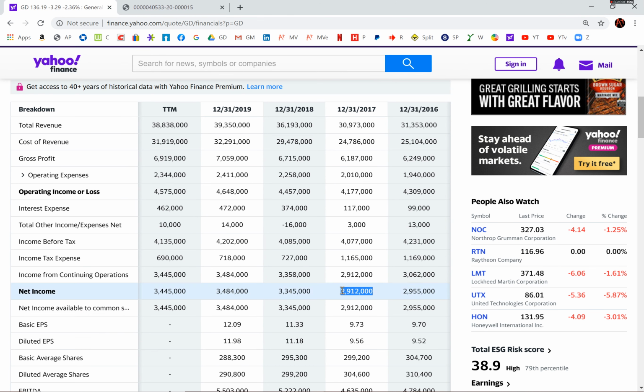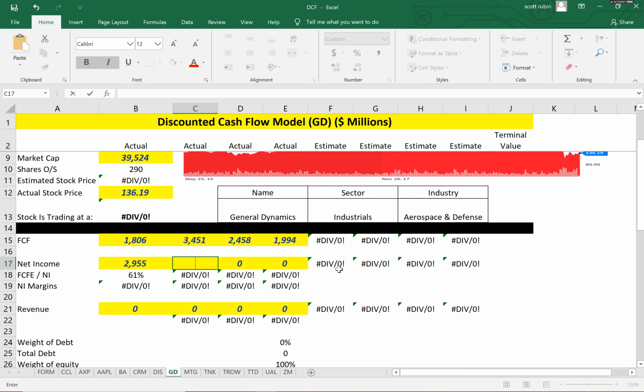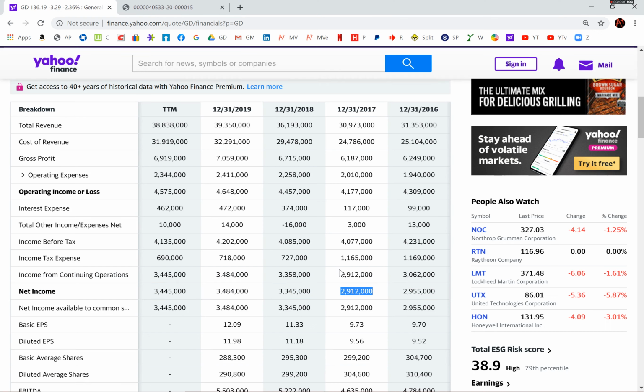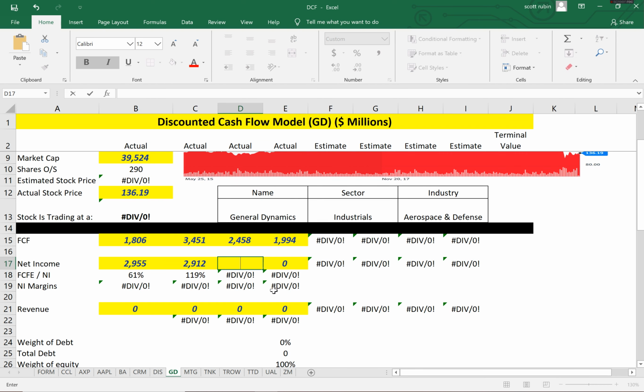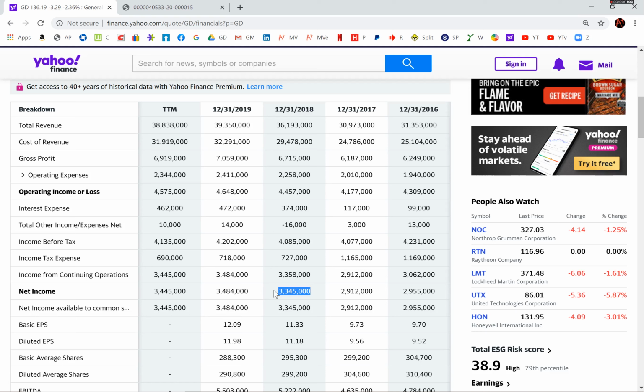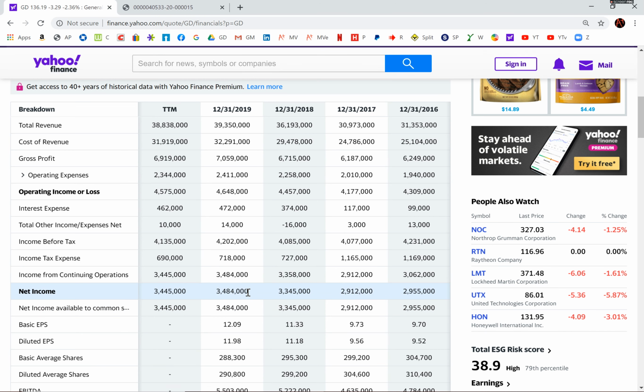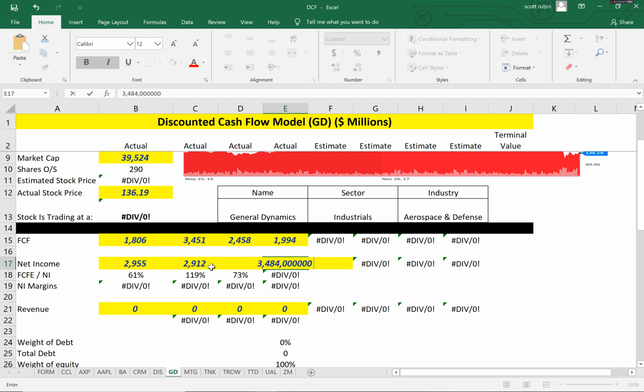But this company seems to be in pretty good shape. Sometimes I look at companies that have negative free cash flow, negative net income, and it's all just estimating what's going to happen in the future. But this looks like a healthy company. And the net income has pretty much been growing each year.